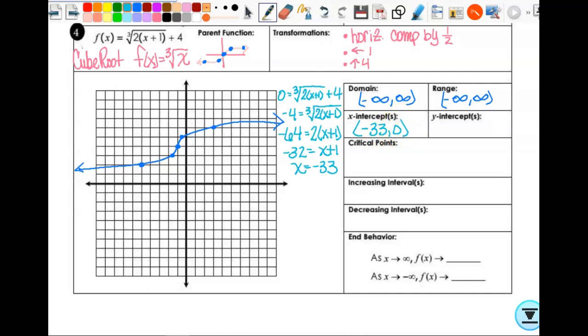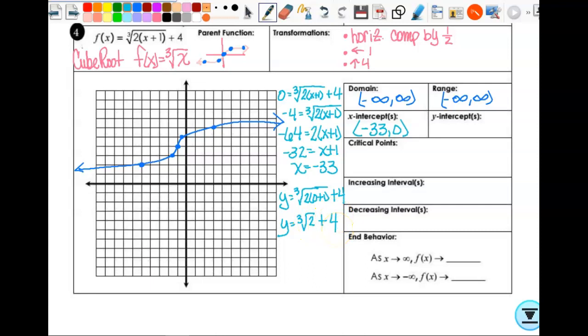Do I have a y-intercept? Yes. Is it a point I actually plotted? No. Okay, so that means I need to go and find it. I know about what it is, but that's not good enough. So my y-intercept is when x is 0. So y is equal to the cube root of 2 times 0 plus 1 plus 4. Okay. So 0 plus 1 is 1 times 2 is 2. So y is equal to the cube root of 2 plus 4.